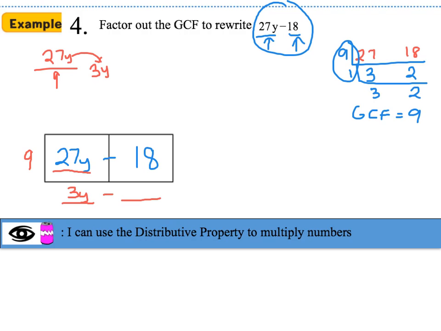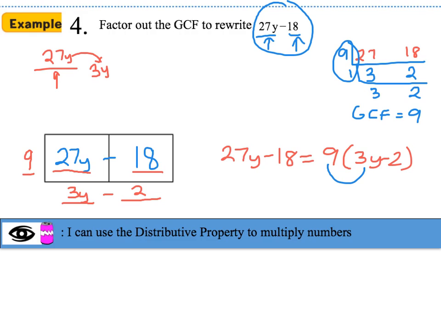And then let's take 18 divided by 9, and 18 divided by 9 is 2. So we can write our answer like this. 27y minus 18 is equal to 9 times the quantity of 3y minus 2. And this is how you can check if they're equal.